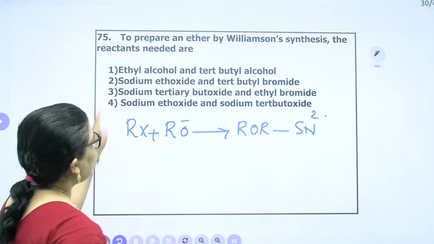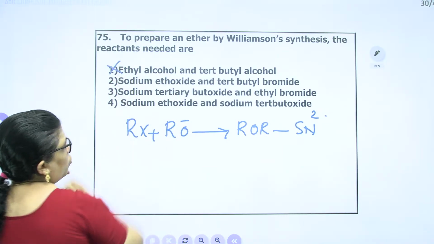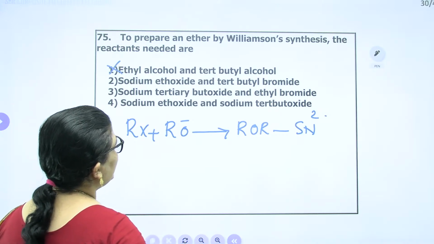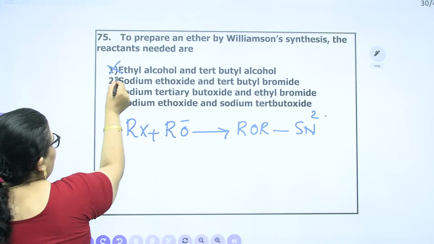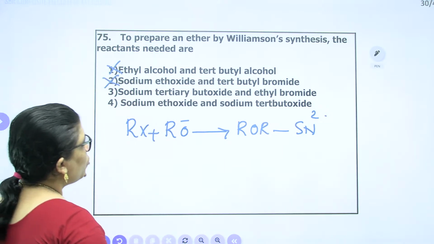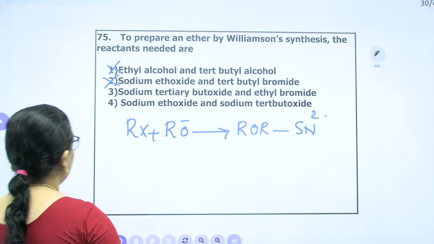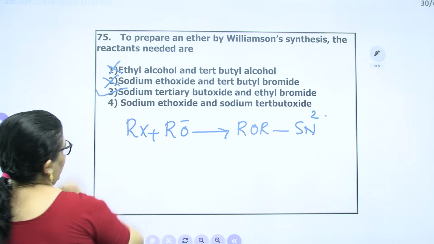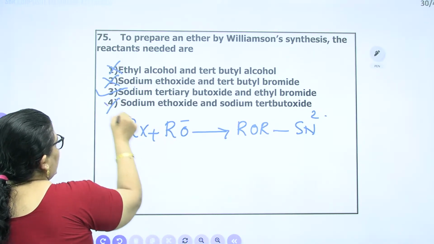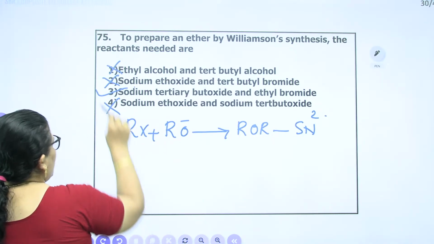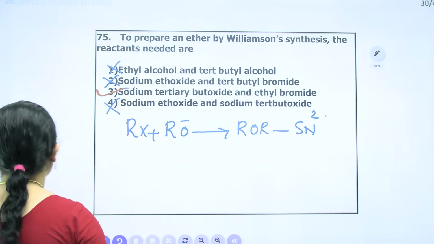Now, ethyl alcohol and tertiary butyl alcohol? No, not at all. Sodium ethoxide and tertiary butyl bromide will produce alkene. This is also wrong. Sodium tertiary butoxide and ethyl bromide? Yes, the correct answer is the third one. Sodium ethoxide and sodium tertiary butoxide is also not the answer. Therefore, the correct option is the third option.